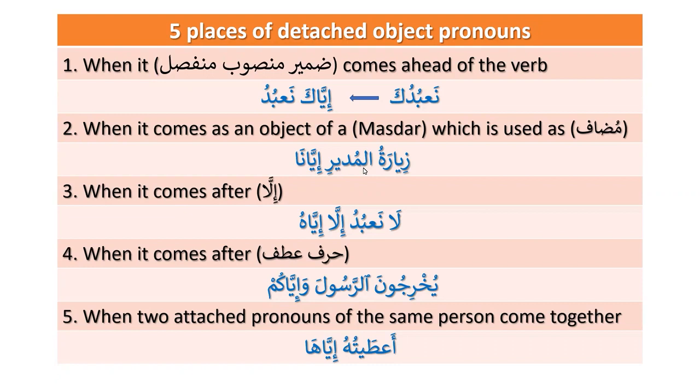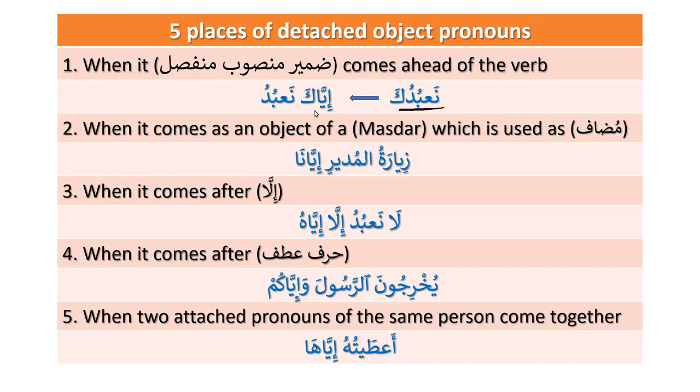We have just a small review of what we learned yesterday, especially about the detached object pronoun and the 5 places where it is used. When it means the pronoun that is detached, ضمير منصوب منفصل, comes ahead of the verb. So generally we know that the pronoun or the damir comes after the verb, as we can see over here, na'budu ka. But if we want to bring ka ahead of the verb, then what do we do? We use iyyaka na'budu, as we have in Surah Al-Fatiha, iyyaka na'budu, only you we worship.